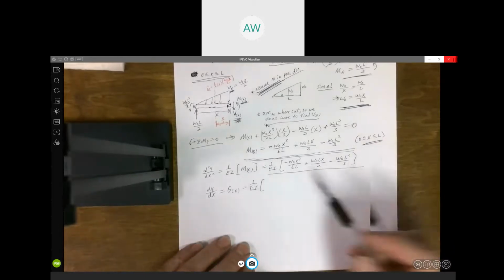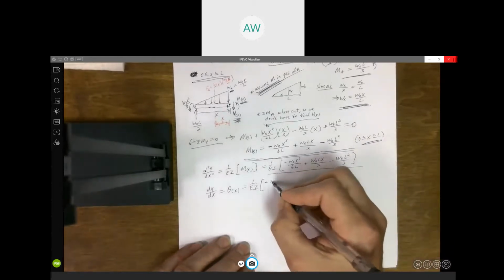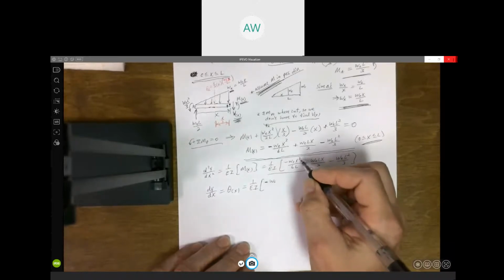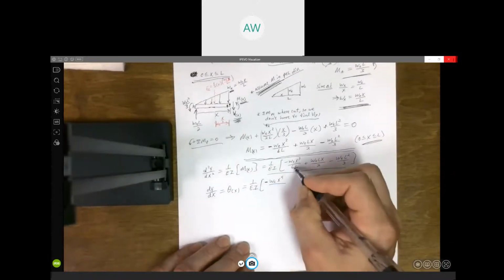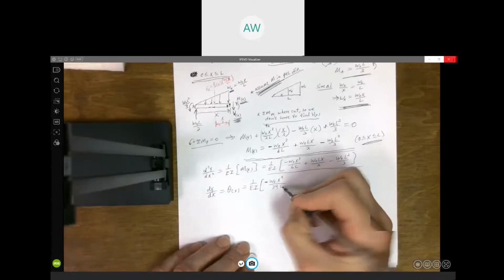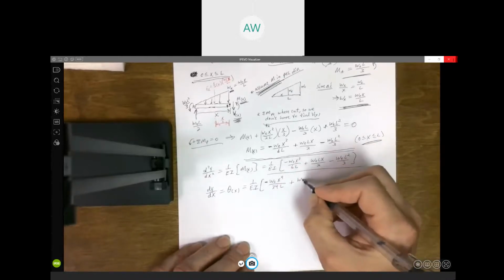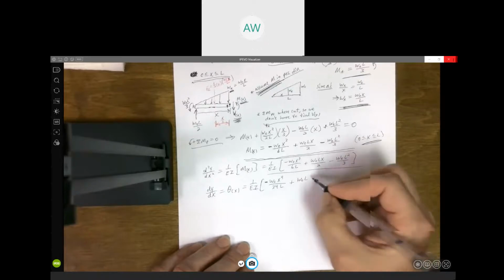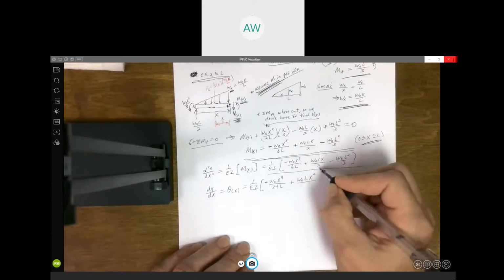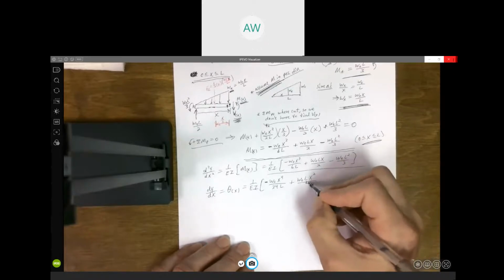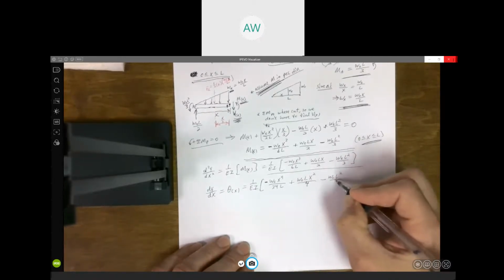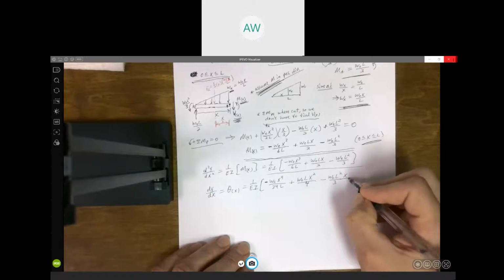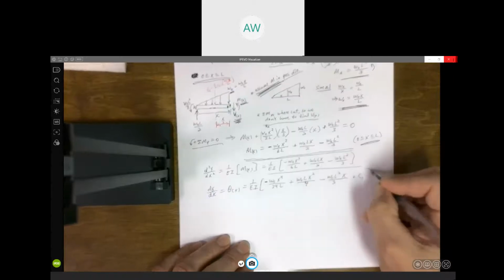Integrating with respect to x, we get minus W naught x cubed becomes x to the 4th over 4. 4 times 6 is 24. W naught L, here we get x squared over 2, and 2 times 2 is 4. And then minus W naught L squared over 3 times x plus C1.